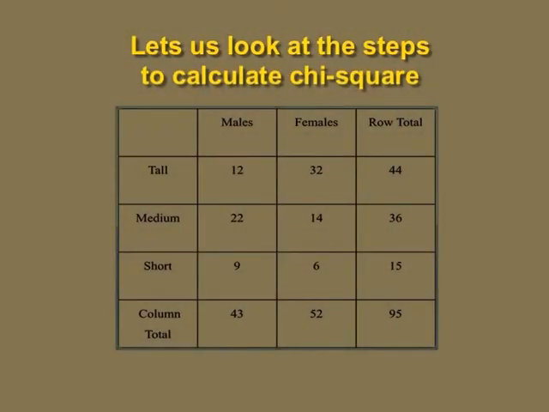The first step is to calculate the row total and the column total. The row total of males and females who are tall is 44. The total of those who are of medium height is 36, and that of those who are short is 15. Likewise, calculate the column total. The total number of males is 43 and females is 52, and the grand total of all the subjects is 95.